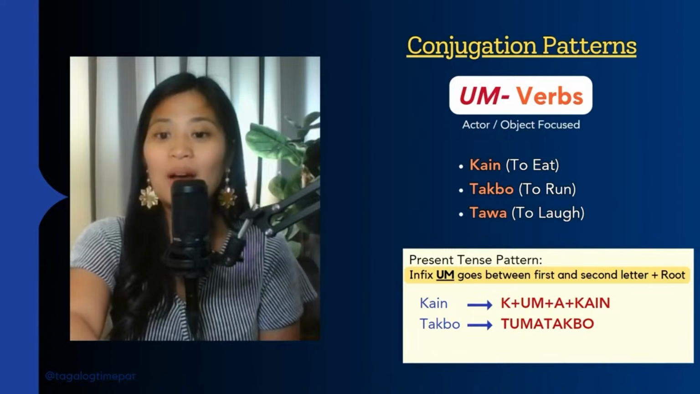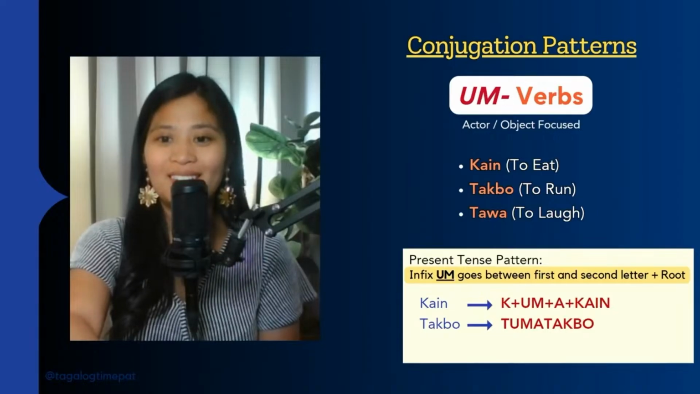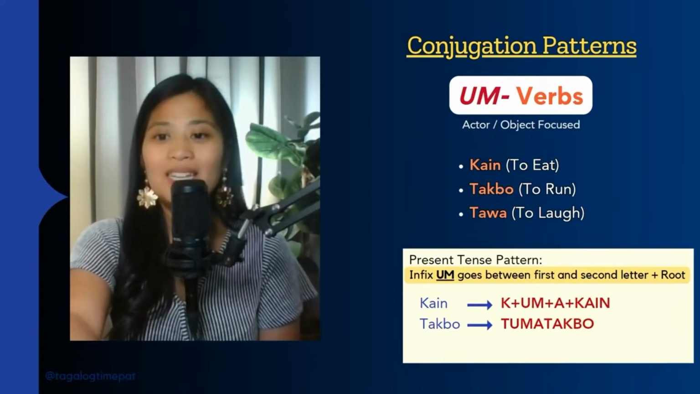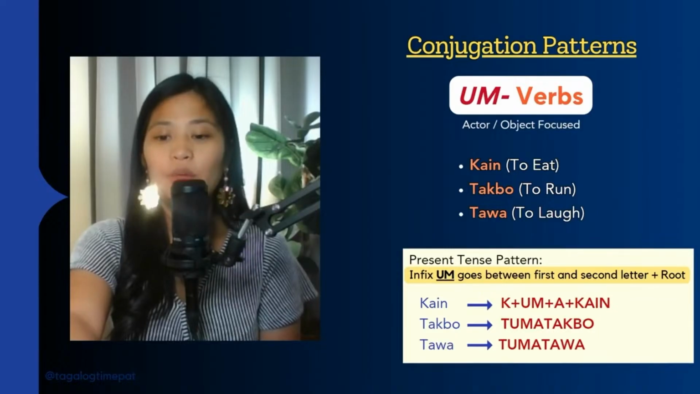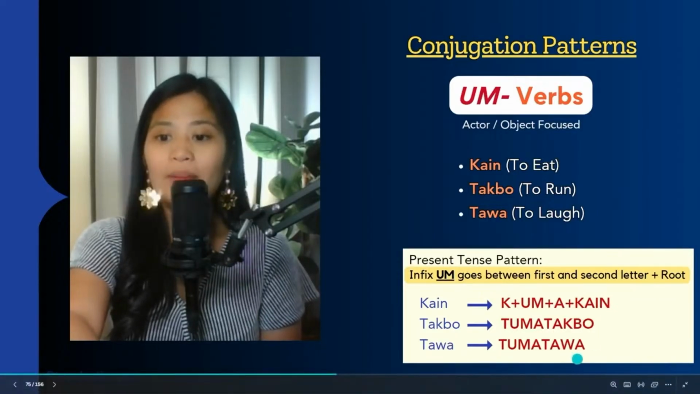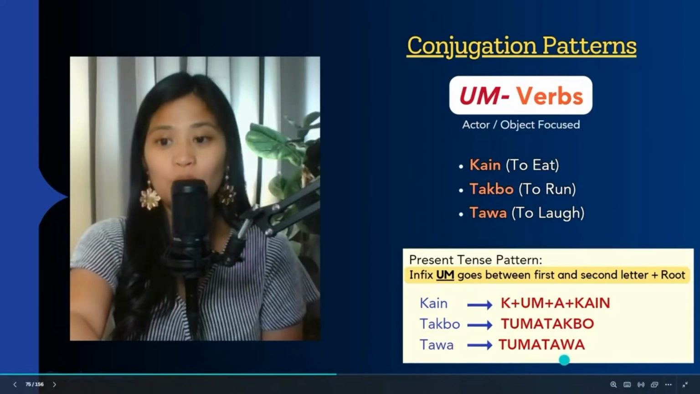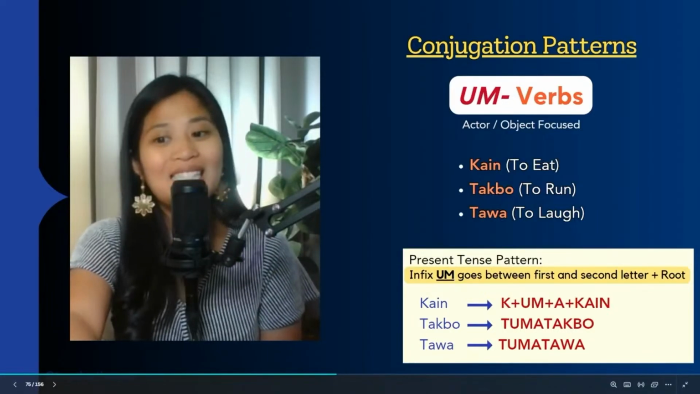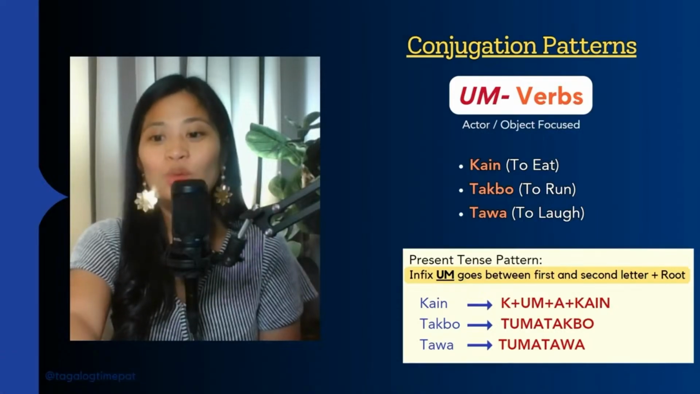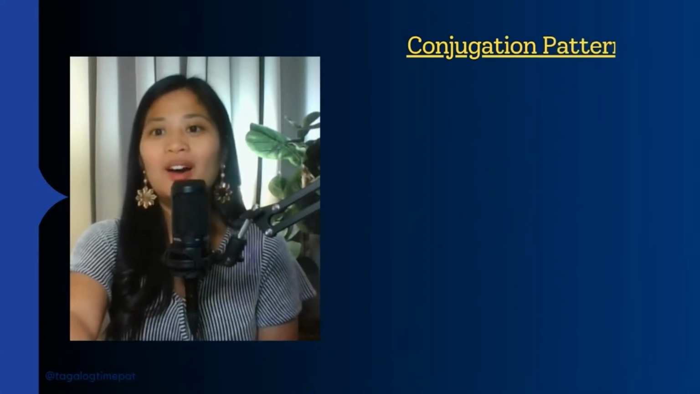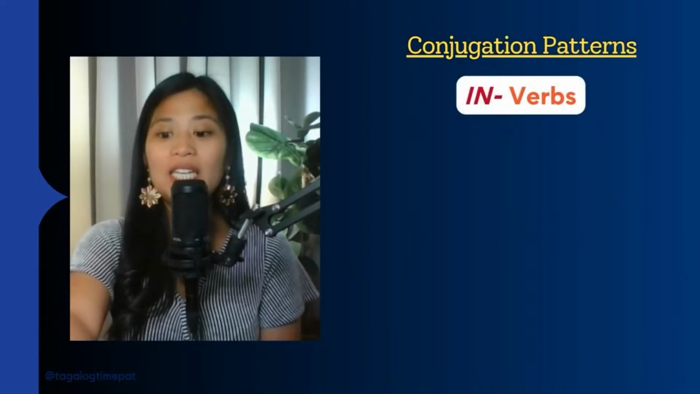What do you think tawa will be in the present tense? And just use the pattern we learned. In the present tense, tawa, to laugh, will be tumatawa. Um goes between the first and second letter, and then the root goes at the end. Tumatawa sila. They are laughing. Tumatawa.